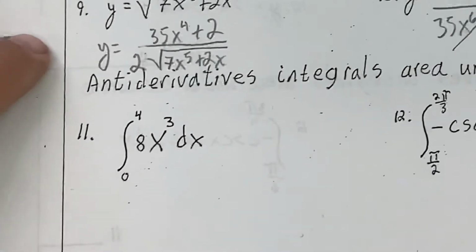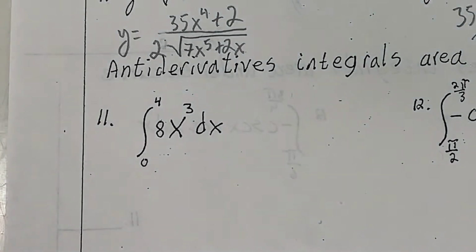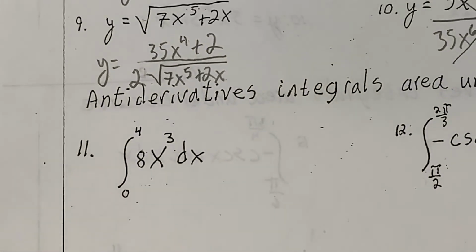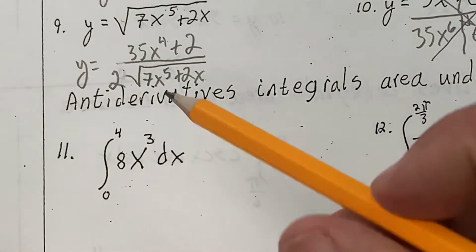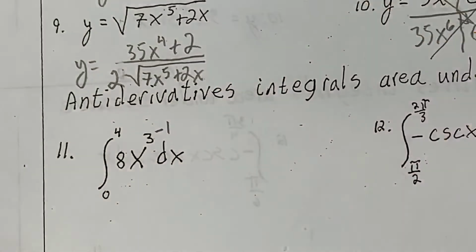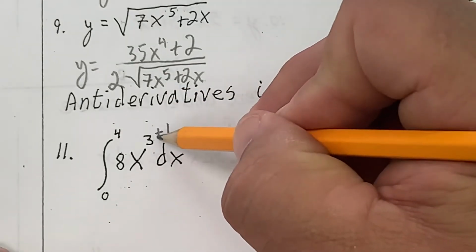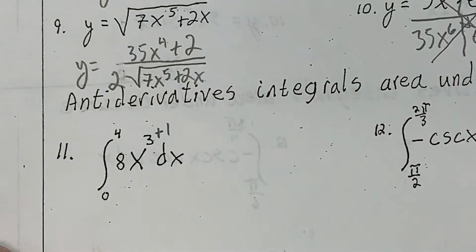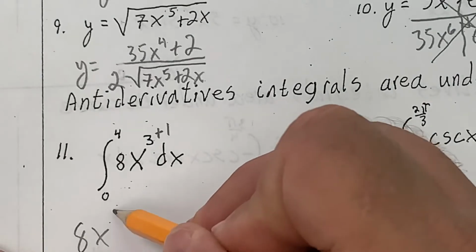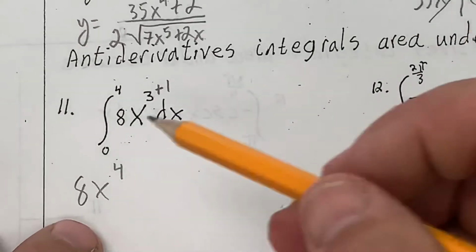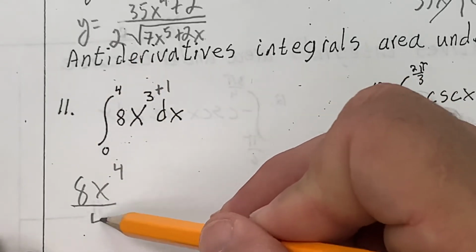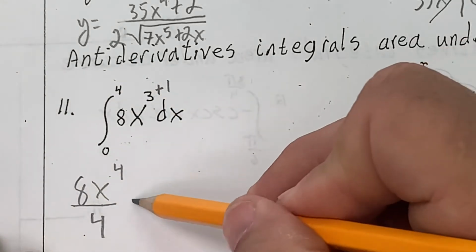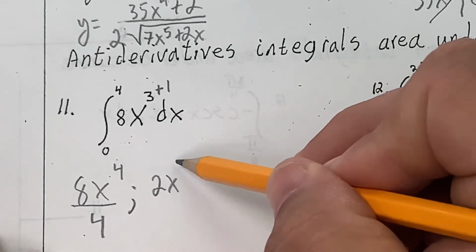Number 11 can be done totally on the calculator. I'm going to do it by hand first. So we're going to do a thing called the antiderivative. For the derivative, you subtract 1 from the exponent. So for the antiderivative, you would add 1 to the exponent. That would give me 8x to the 4th. For the derivative, you multiply by the exponent. So for the antiderivative, you divide by the exponent of 4. That's going to simplify to just 2x to the 4th.